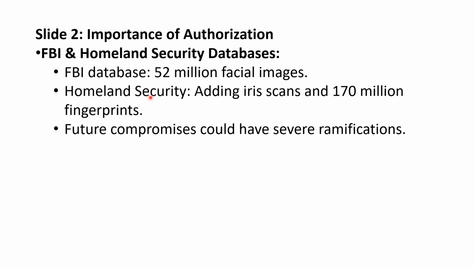FBI and Homeland Security databases are an example where we will be finding how we can use authorization in our daily life. The FBI database contains 52 million facial images. Homeland Security adding iris scan, around 170 million fingerprints are also included there. Future compromises could have severe ramifications.